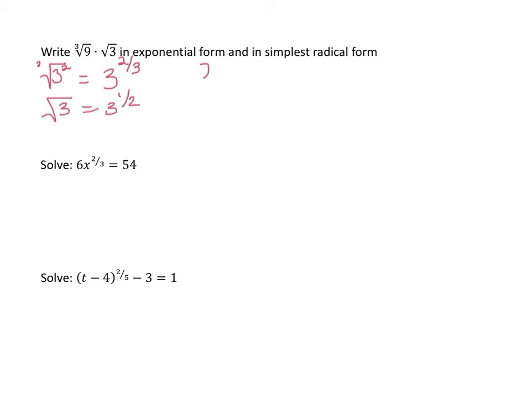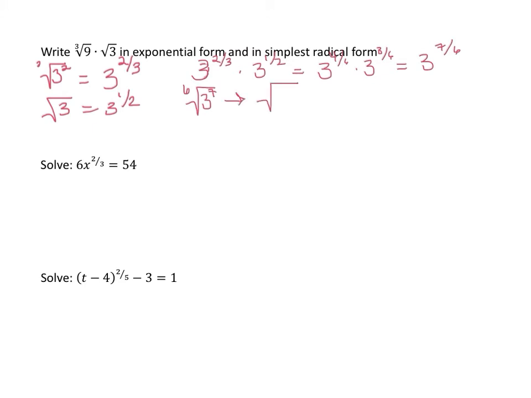Okay, sorry, I was trying to erase that because it didn't write correctly. 3 to the 2/3 times 3 to the 1/2, similar to the last problem. We've got 3 to the 4/6 times 3 to the 3/6, which is 3 to the 7/6. If we're going to write this in simplest radical form, we would have the 6th root of 3 to the 7th.